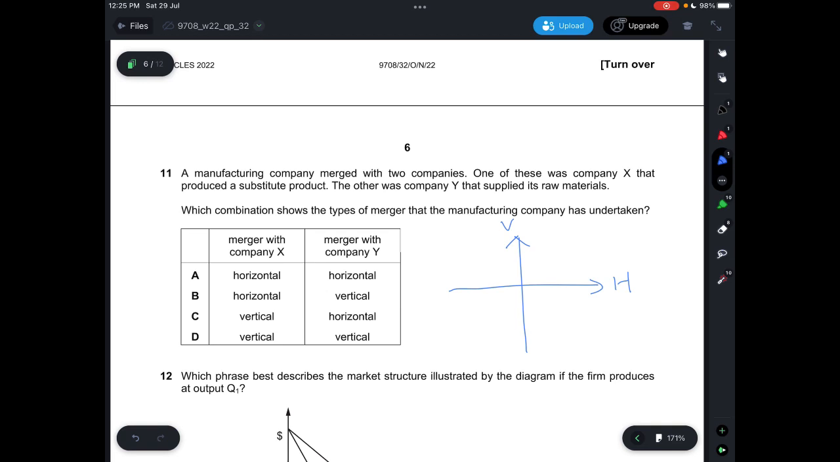So here it says that Company X produced a substitute product. It means that they're producing similar products, but it could be a replacement. So they are maybe competitors. So Company X would have to be a horizontal merger. So C and D is wrong. And then the other company supplied the raw material. So it supplied raw material means that it is a vertical merger. So A is incorrect. So answer is B.